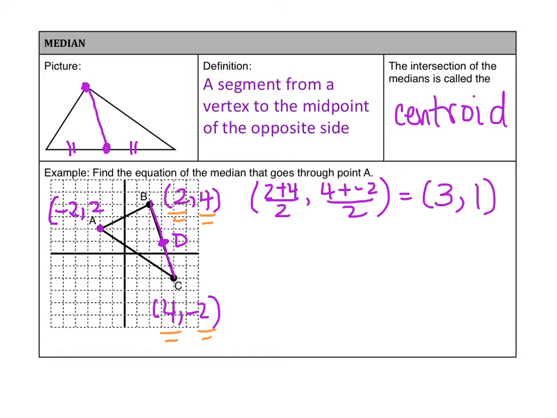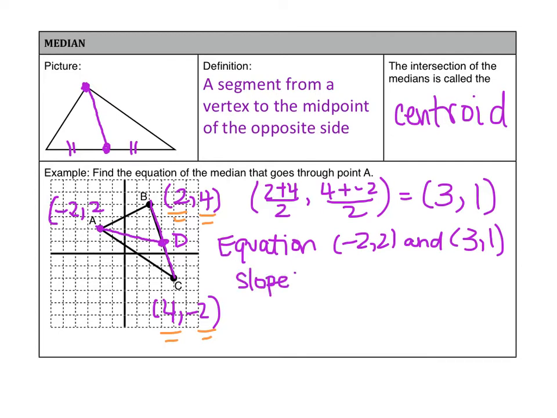And so, to find the median, we connect those 2 points, and this is going to bring us back to chapter 5. We need the equation between (-2, 2) and (3, 1). In order to write the equation of a line, we need the slope. So we will use our formula for slope, y2 minus y1 all over x2 minus x1, and that simplifies to -1/5.